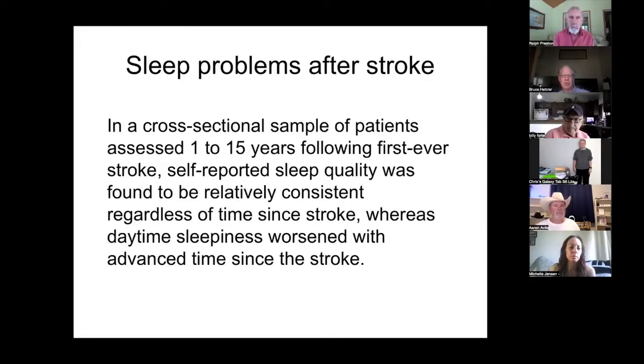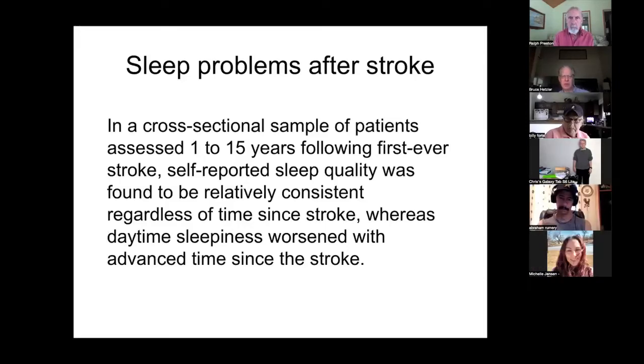A cross-sectional sample of patients assessed 1 to 15 years following their first ever stroke found that self-reported sleep quality was relatively consistent regardless of time since stroke, but daytime sleepiness worsened with advanced time since the stroke. The further you're out from the stroke, the more tired you get during the day. Of course, remember, you're also getting older, which may contribute to that. I'm 11 years older now than I was when I had my stroke. And as you get older, which people normally do unless they die, you're going to get more tired during the day.